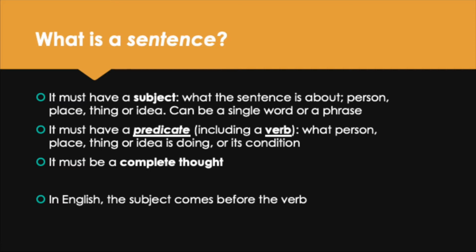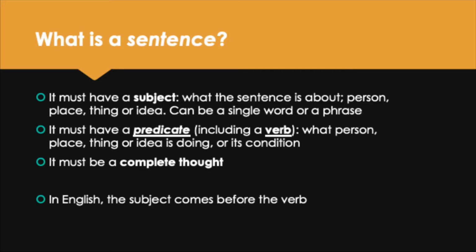Another thing that a sentence must have is what we call a predicate. So there's a subject and a predicate. Now the predicate has to have a verb. As we mentioned when we talked about the parts of speech, you have to have a verb to have a sentence. So the verb is what the person, place, thing, or idea is doing, or its condition. And so the predicate describes all of that, and it includes the verb. The third thing about a sentence is it must be a complete thought. It must have a complete thought or a complete idea, or it's not a complete sentence. It's a partial sentence. And we'll talk about partial sentences later.